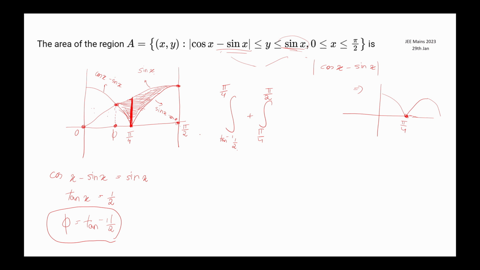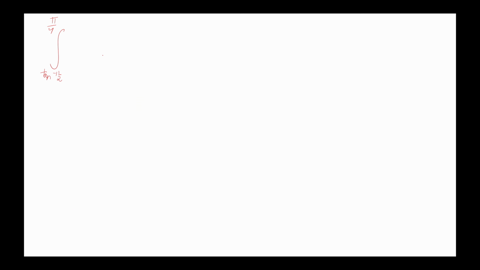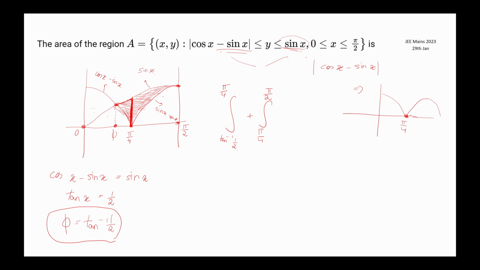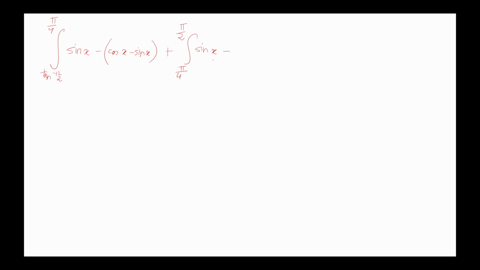So now let us try to integrate from tan inverse 1 by 2 to pi by 4. What is the value that we are going to have? Here we have sin x, and here the curve is cos x minus sin x. So we would have sin x minus, cos x minus sin x. This would simply open up as it is. It would be positive only. And we have to find out our integration from pi by 4 to pi by 2. Now our equation for this one would change. It would become sin x minus cos x, and this entire thing we have to integrate with dx.